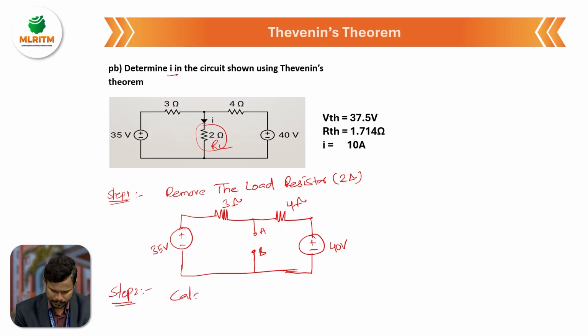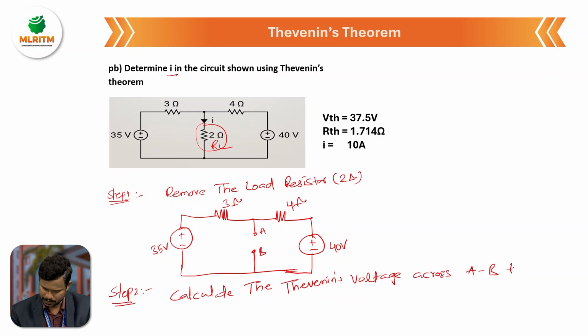Calculate the Thevenin's voltage across the A and B terminals. Wherever we remove the load resistor, across those terminals we are calculating the Thevenin's voltage, that is V Thevenin. That means here VTH or VOC, both are the same.